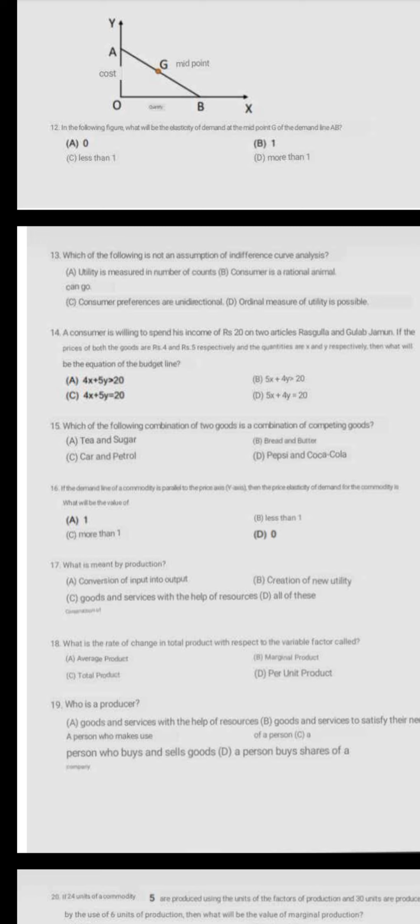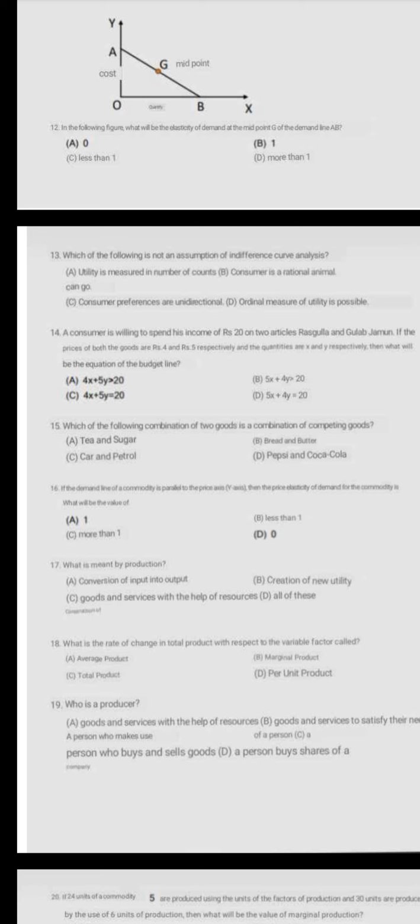what is the elasticity? We know that at the center point, the midpoint, elasticity is equal to 1. After that, when it goes upward it is greater than 1, and when it goes downward it is less than 1. So here at the center point, the correct option is 1. Correct option is B.